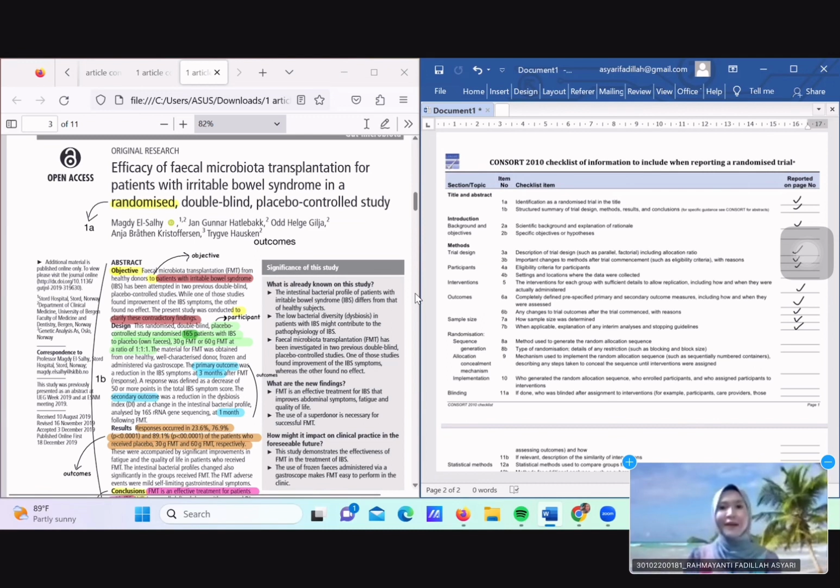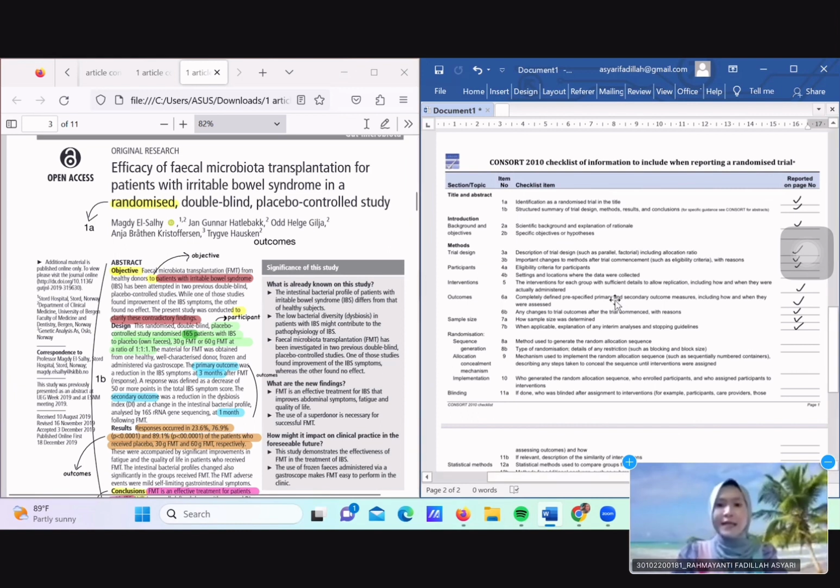My name is Rahmayanti Fadillah Asyari with registration number 301022000181. I'm from the Faculty of Medicine, Sultan Agung Islamic University, Semarang. And here I will present my assignment: an article with CONSORT for abstract and full text. Let's go. So, for the first, 1A.